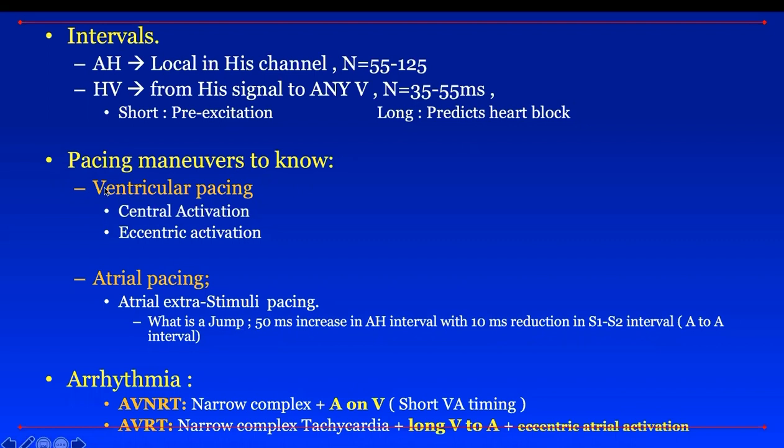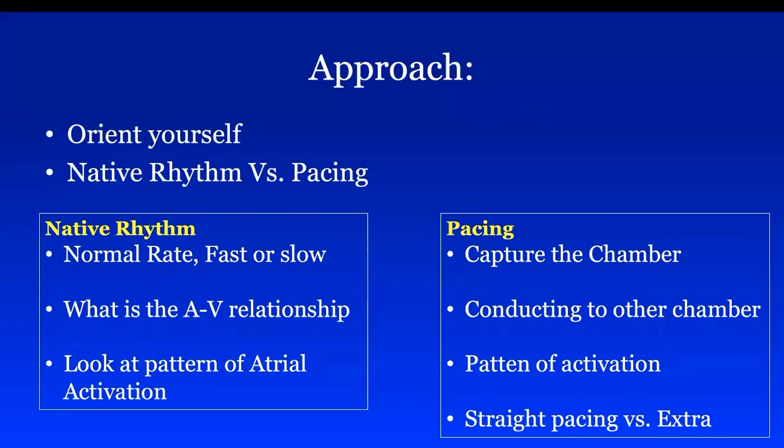As I mentioned, for ventricular pacing, we talked about central activation and eccentric activation. For atrial pacing, we talked about atrial extra stimuli, and we defined what a jump is. The jump is a 50 millisecond increase in the AH interval with a 10 millisecond reduction in the S1 to S2 train. We also talked about arrhythmias. Today I just want to focus on simple pacings. We may show some arrhythmias, but it's going to be very simple pacing.